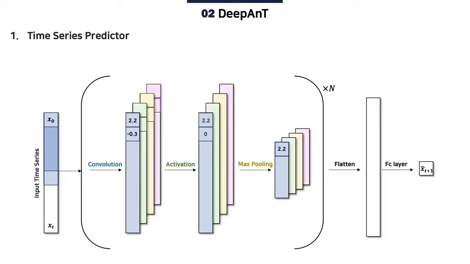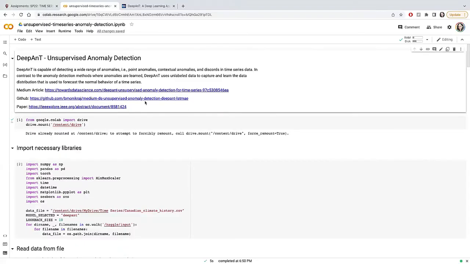Now, let us take a look at an implementation of DeepAnT. So the code that has been used in this notebook is available at this GitHub link. This GitHub link also has the data set that we are using for the implementation of DeepAnT. It is the Canadian climate history data. And the paper on which DeepAnT is inspired is also provided here. You can even take a look at the Medium article here, which describes DeepAnT.